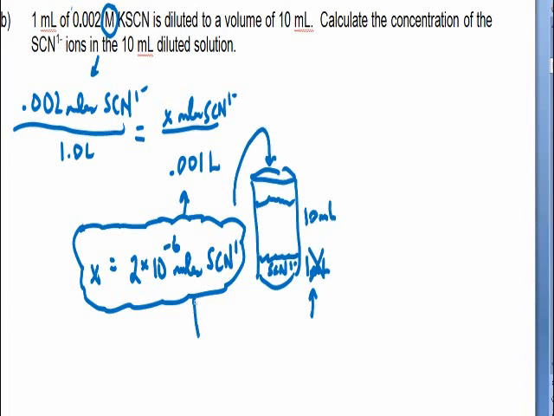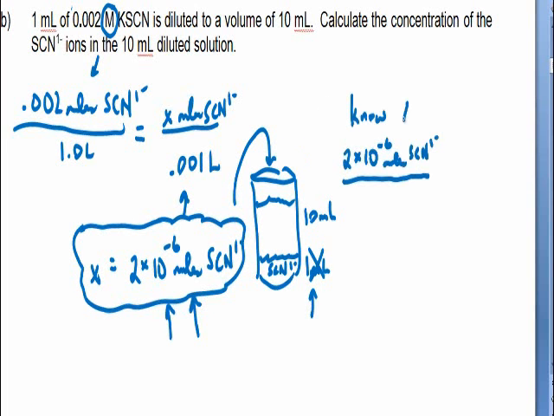The 10 milliliter sample will contain the 2 times 10 to the negative 6 moles of thiocyanate ions that were present in the 1 milliliter sample. We'd now like to find what's the concentration of the thiocyanate in the now 10 milliliter volume of solution that contains the 2 times 10 to the negative 6 moles of thiocyanate ions.